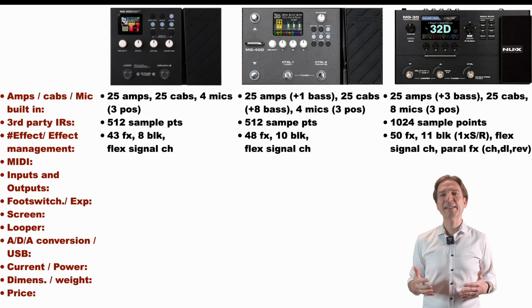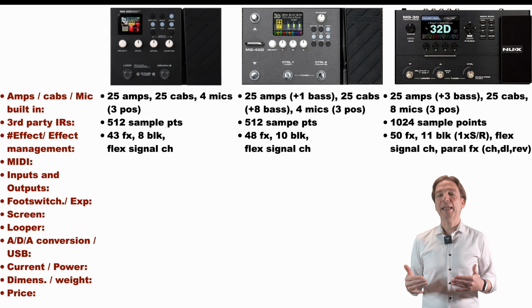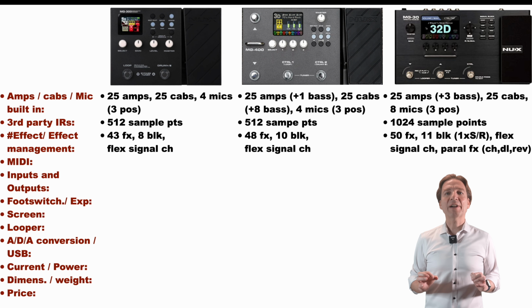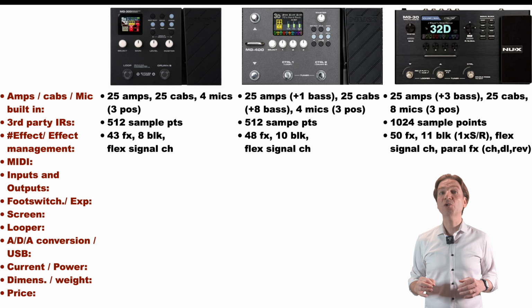But here the main difference is in the number of blocks available, where the 300 has 8 effect blocks that you can put in whatever position you want, and the MG 400 and the MG 30 have respectively 10 blocks and 11 blocks, even if one block of the MG 30 is dedicated to the effect loop, which is not available in the other two units, as we will see later on. Another difference is that with the MG 30 you can also have parallel effects for chorus, delays and reverbs. With all the units, you can place the effect blocks in whatever order you want.